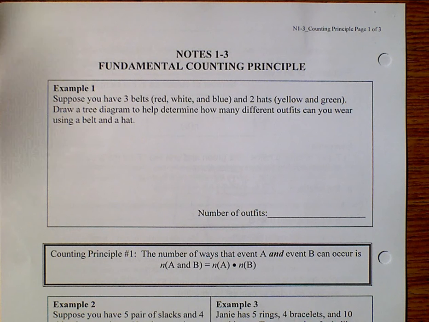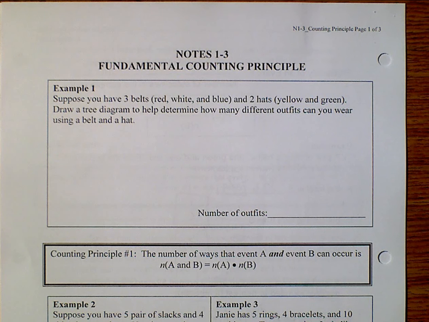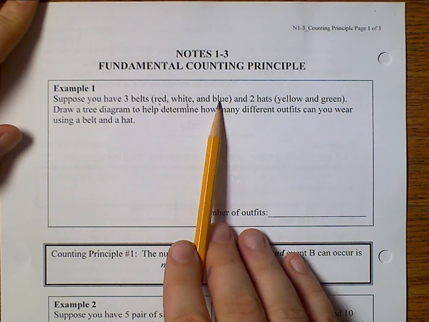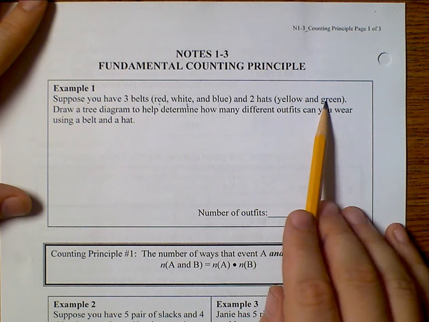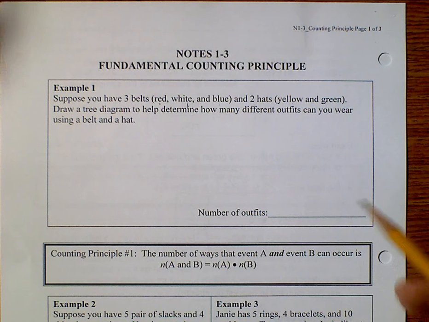We're on topic 1-3. These are the notes on fundamental counting principle. So, we have an example. We have 3 belts. One of them is red, one of them is white, and one of them is blue. We have 2 hats. One is yellow, one is green. And we want to draw a tree diagram to determine how many different outfits I can wear using a belt and a hat. So let's go ahead and do belts first.